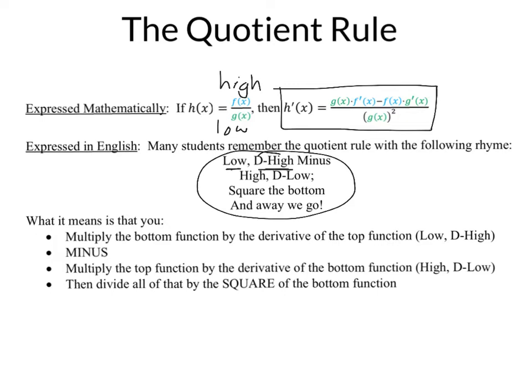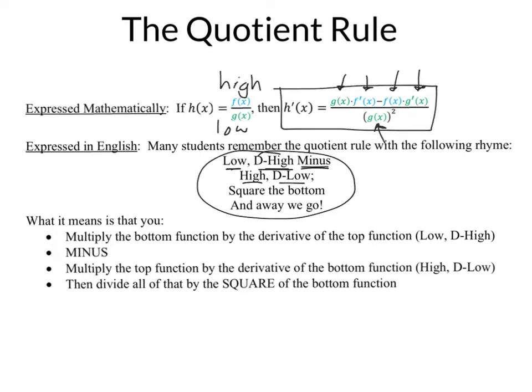So low d high means that you take the low function g of x, so you see that low function here, and then d high means the derivative of the high function. So low d high means you take the low function times the derivative of the higher function. And then minus high d low. Well, high means you would take the high function, the top function, and multiply by the derivative of low, d low, the bottom function. Then square the bottom.